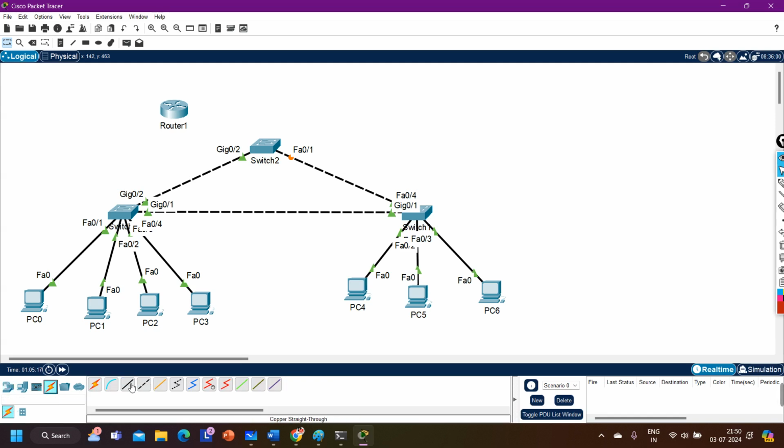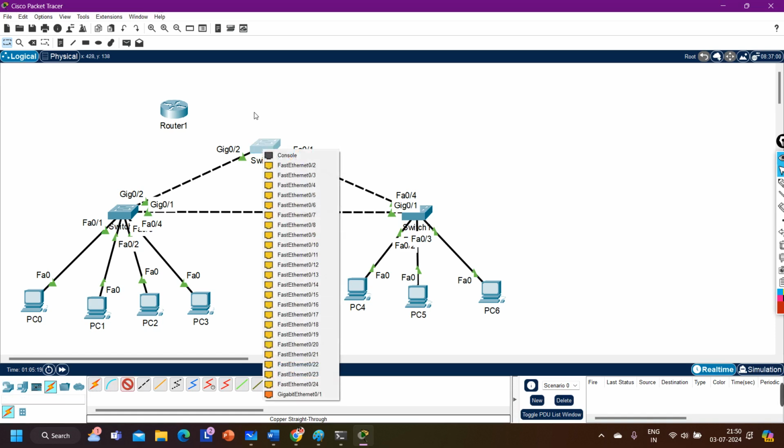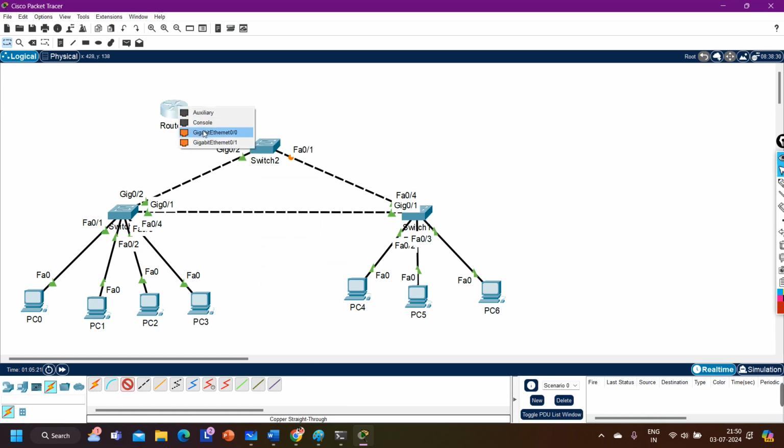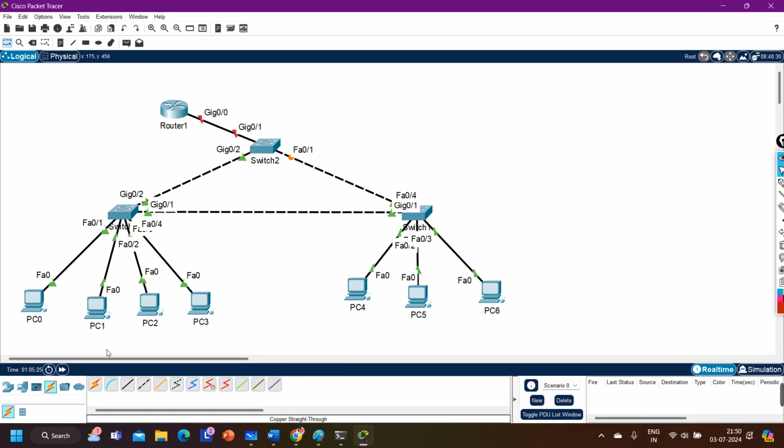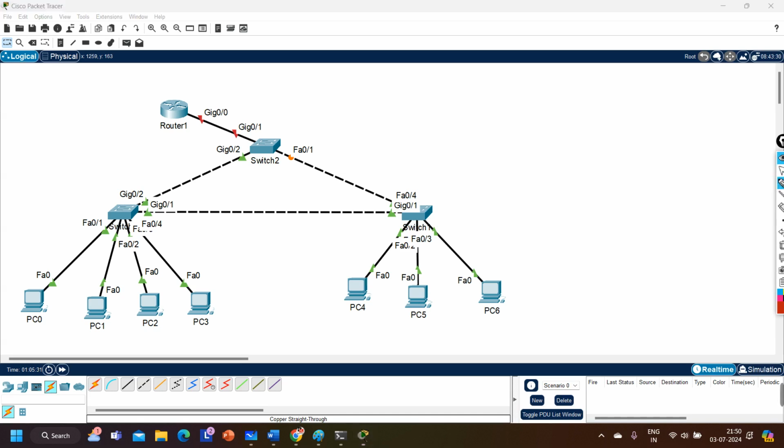Which type of cable? Crossover or straight through? Now we have a giga port. Now the connection is good, yes or no? Because on that router the gig interface was not available. It was not showing. Only a fast Ethernet port was there. That's why.